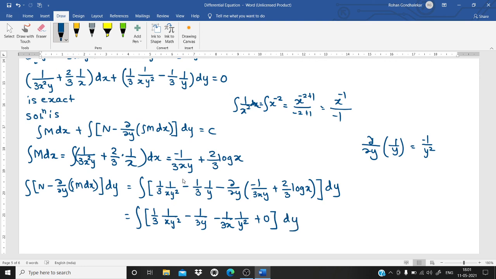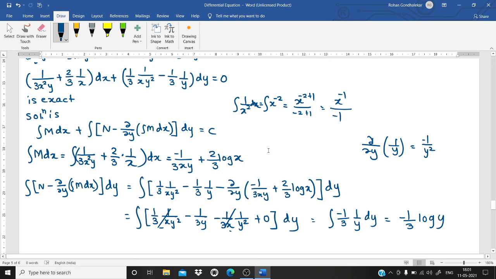Now look at 1 upon 3xy square, and this is minus 1 upon 3xy square. So these two terms get cancelled. Hence we get integral minus 1 upon 3 into 1 upon y dy. So which is nothing but minus 1 by 3 into log y. I hope you are clear with this. Okay. Now you can sum up your final answer.